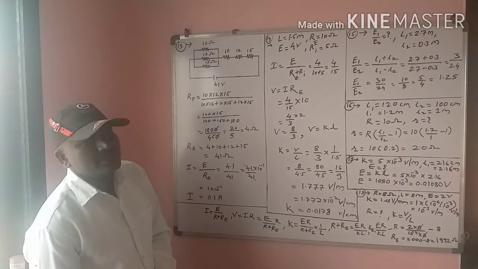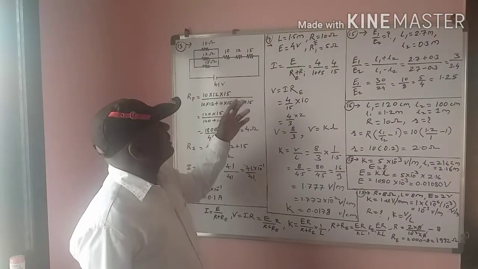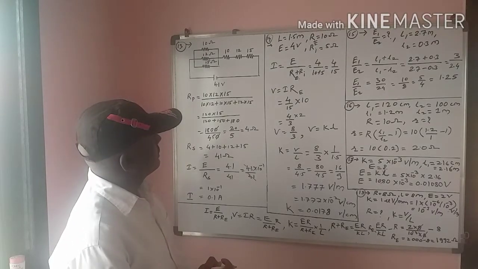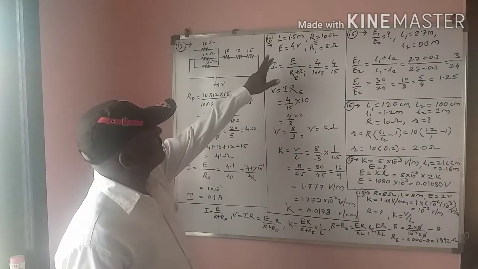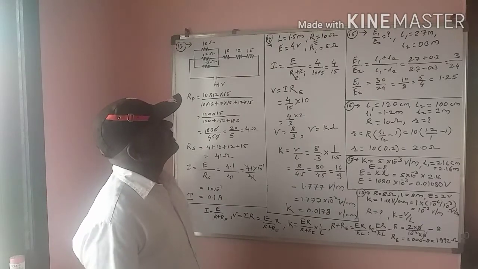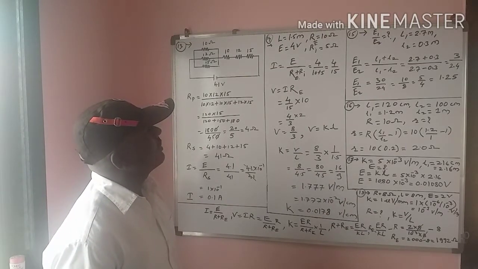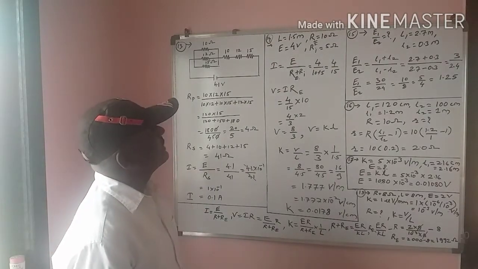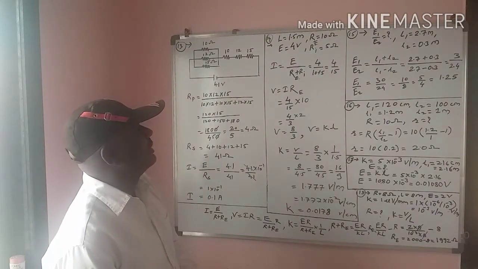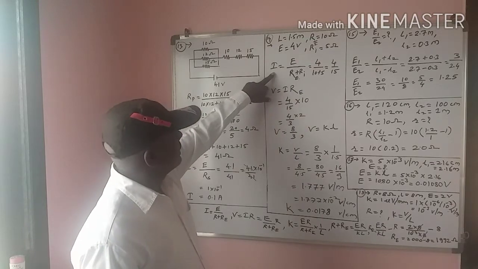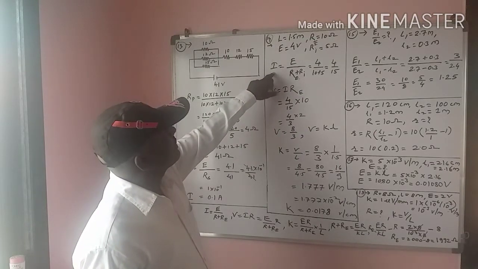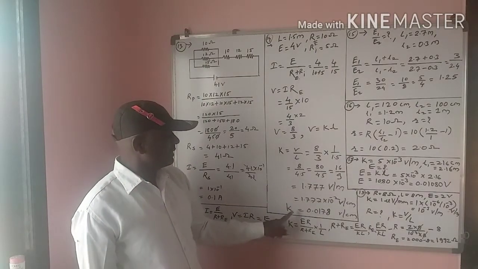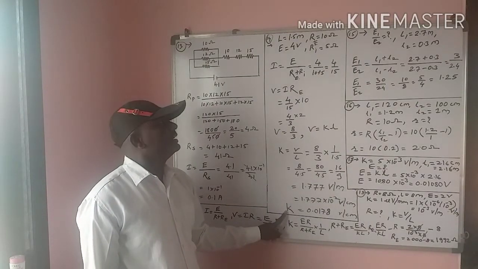Now the next problem, that is the 14th problem. In that, the length of the potentiometer wire is given as 1.5 meter, its resistance is 10 ohm, E is given as 4 volt and internal resistance is 5 ohm. First we want to find the potential drop or potential gradient. That means we have to find the value of K.